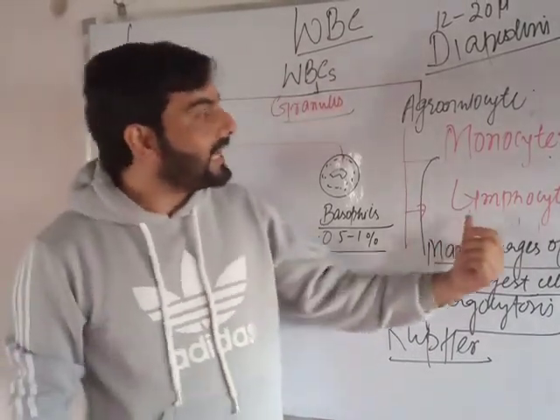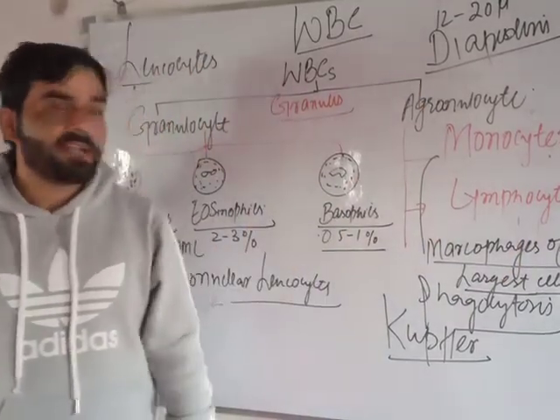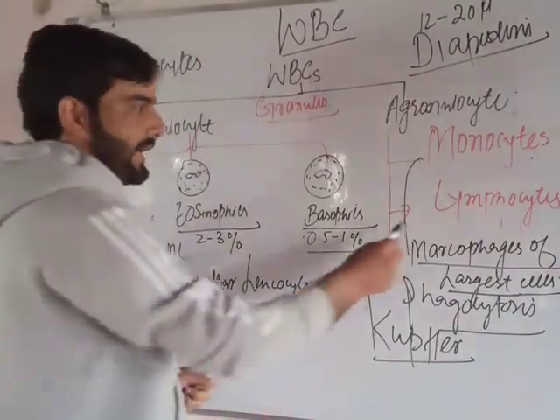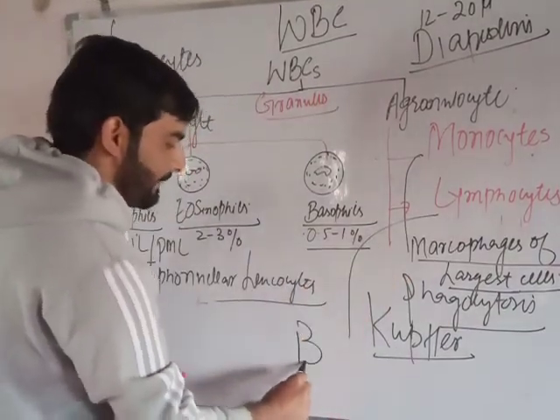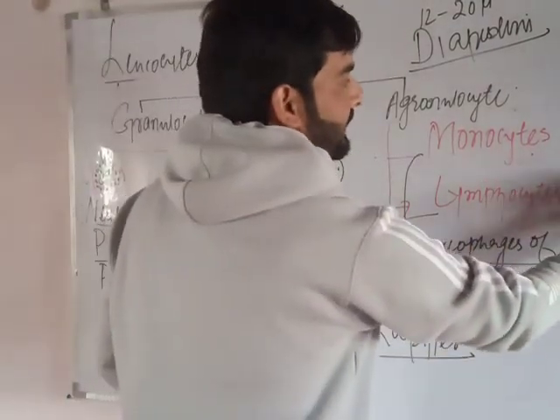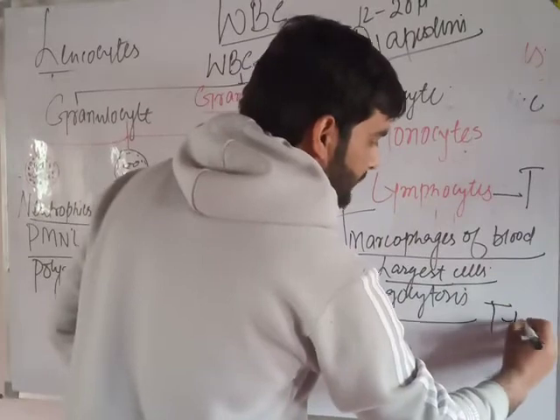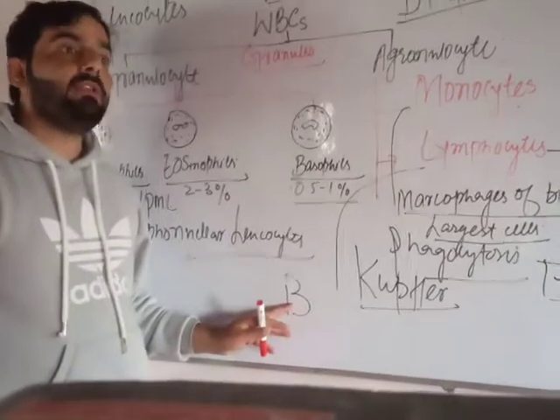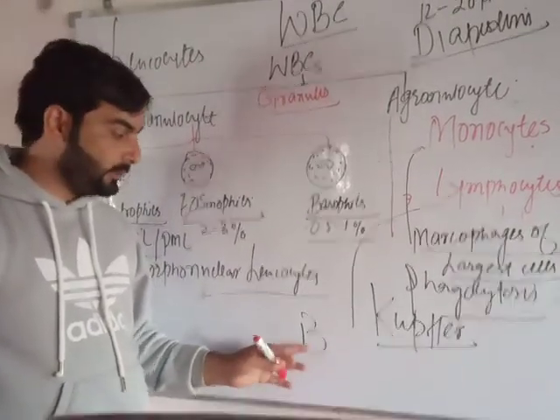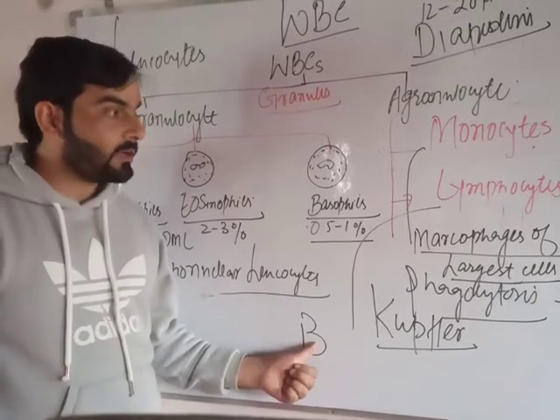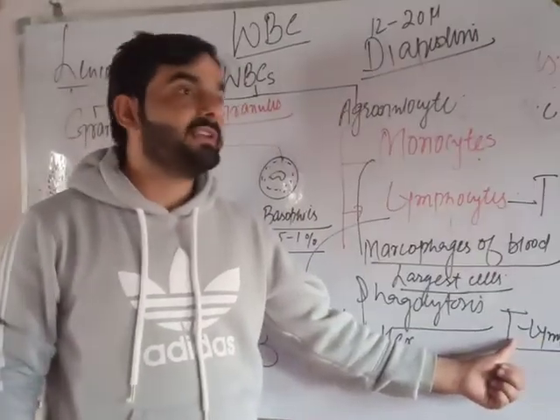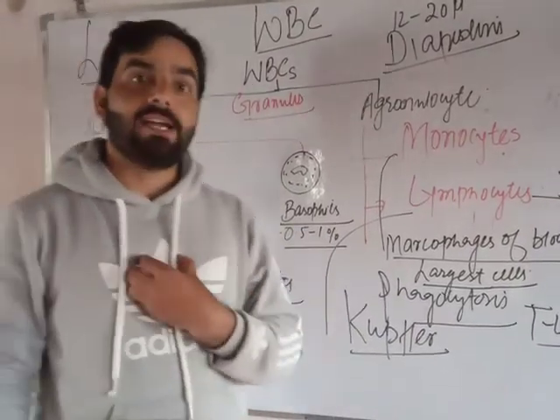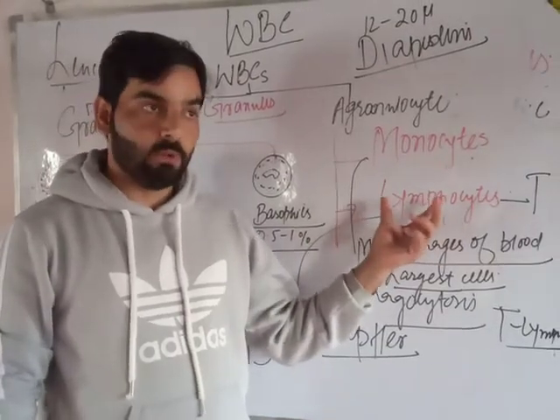And we have the last type of WBC, which is called a lymphocyte. We know there are two types: one is called B lymphocyte, and the second is called T lymphocyte. The B cells, we say, in fetal life are produced and processed in the bone marrow, and T stands for thymus. Thymus is a gland present above the heart. Their processing happens there. These are lymphocytes.